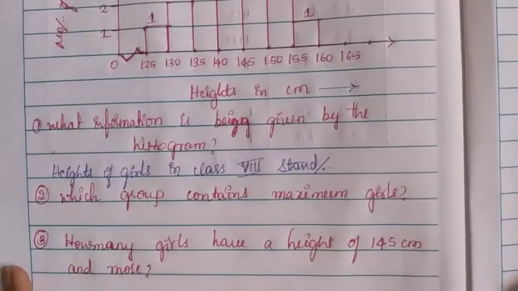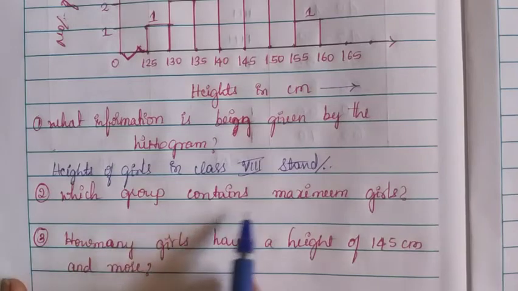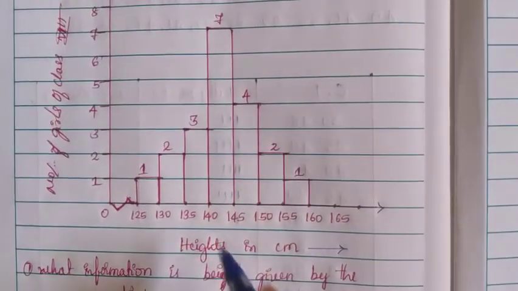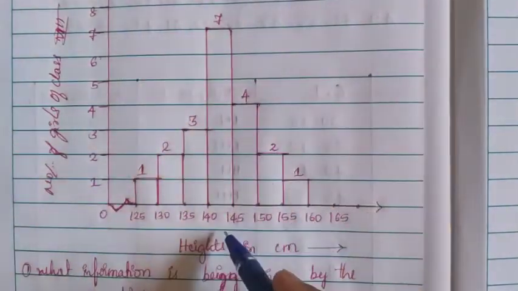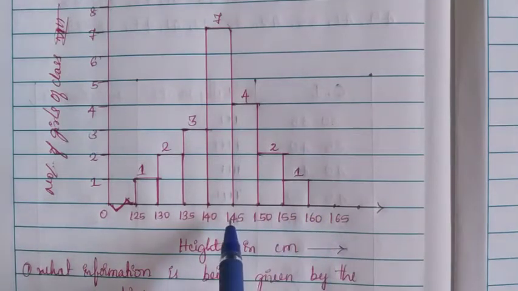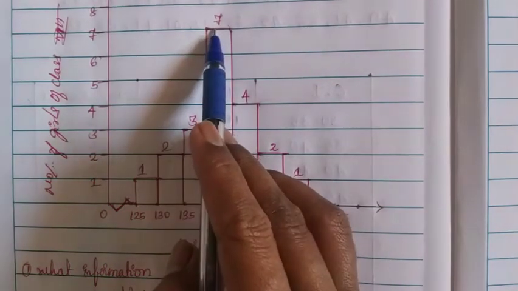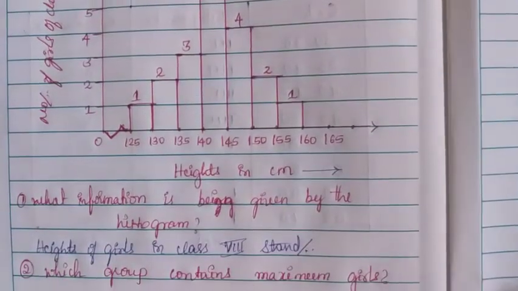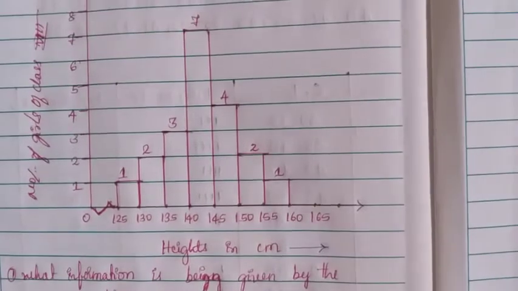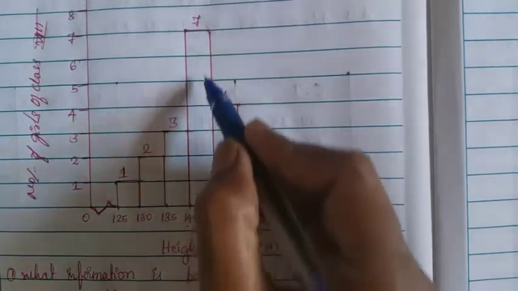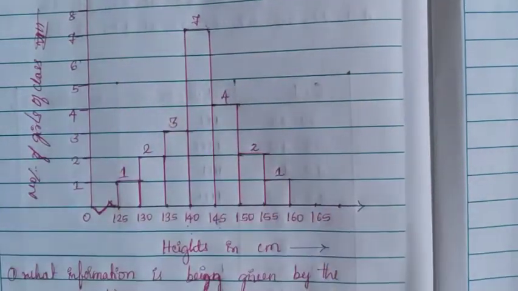See now, the second question is, which group contains maximum girls? Look at this figure. Which is having the highest frequency and height of the bar? Among these bars, the highest bar is 7. What is being asked here? Which group contains the maximum girls? Look here, the 140 to 145 group in this class interval is having the highest frequency.